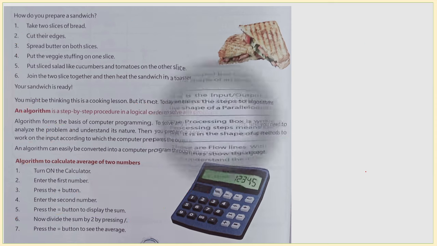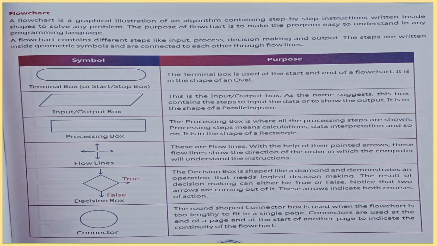Clear? Now coming to the next, what is a flowchart? A flowchart is a graphical representation of all these steps that we are writing in an algorithm. With the help of shapes we are highlighting these steps in a sequential manner. So a flowchart is a graphical representation of an algorithm containing step by step instructions inside the shapes to solve any problem.